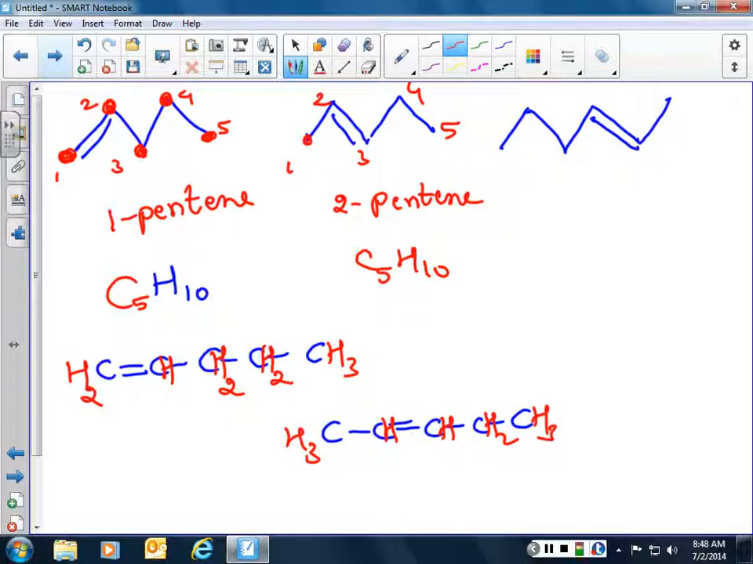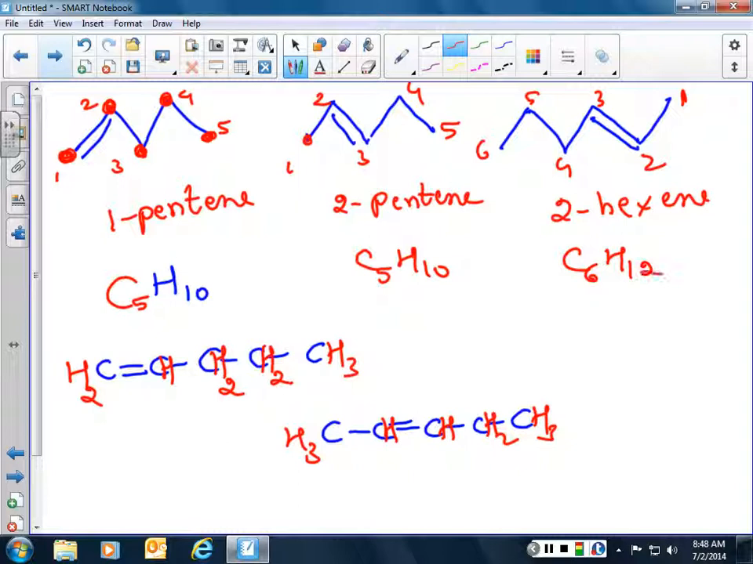Now remember one more thing before you write the name. Your numbering should be close to the double bond. So 1, 2, 3, 4, 5, 6. So what's the name? 2-hexene. Correct? Numbering should always be close to the double bond.